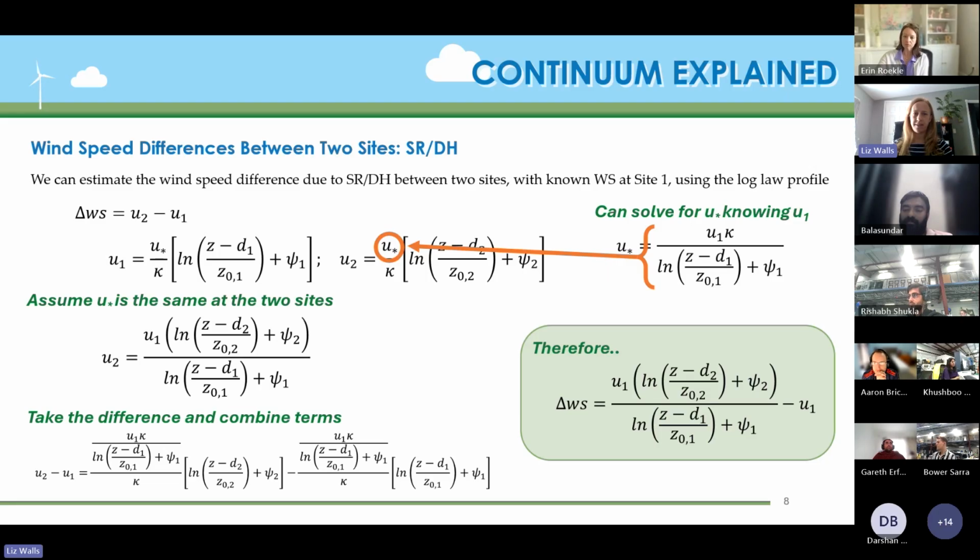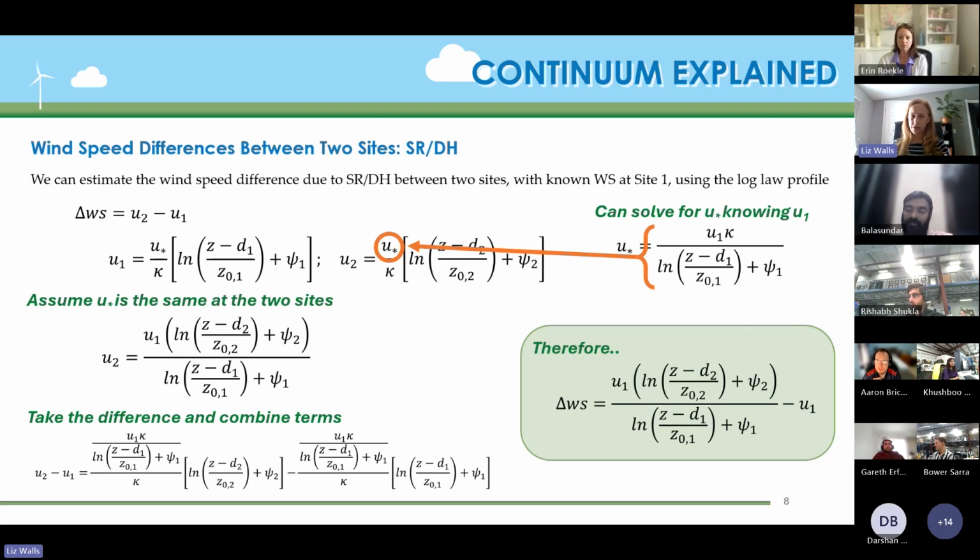You'll notice we have Z02 and D2 and stability 2. So we have the surface roughness, displacement height, and stability correction at site 1 and site 2. So no big deal, pretty similar to what we looked at so far. But Aaron did mention that we have this term, the friction velocity. Well, what can we do about that? Well, we know this wind speed at site 1.